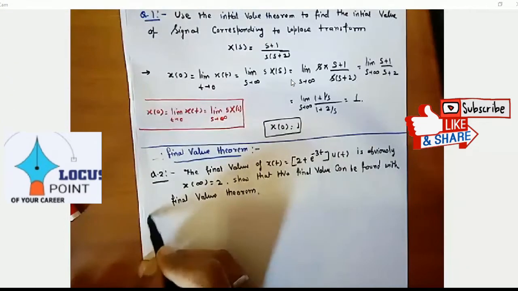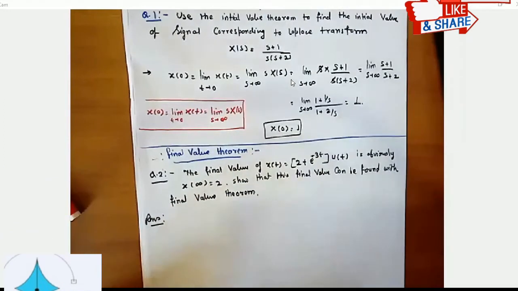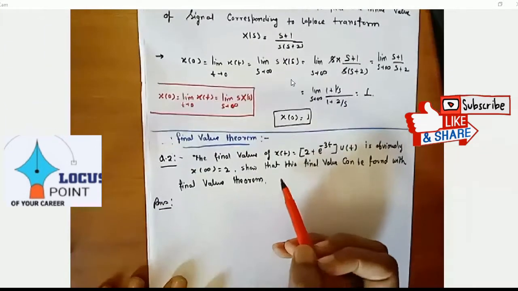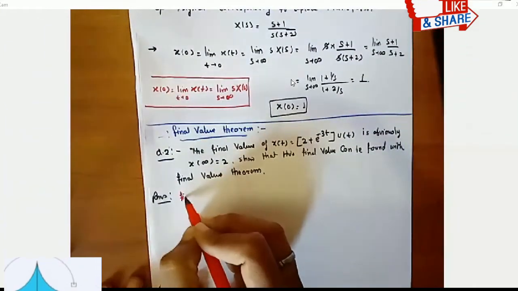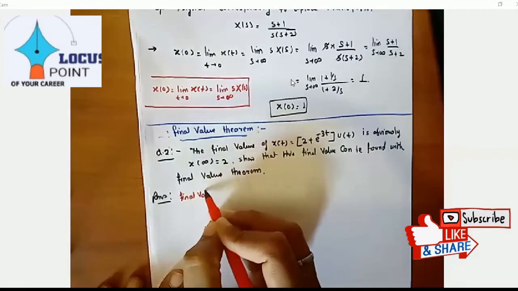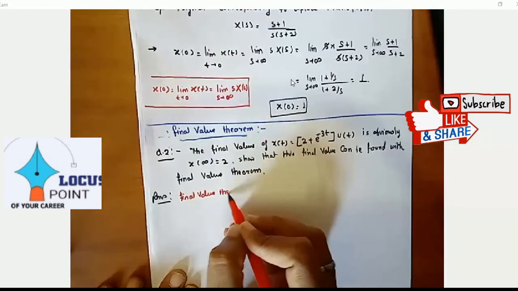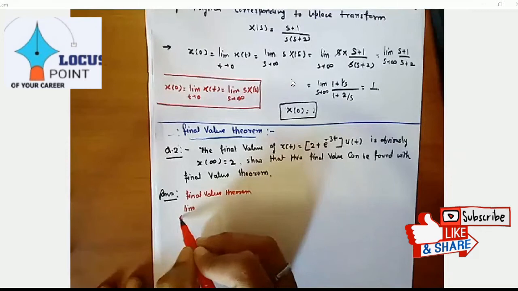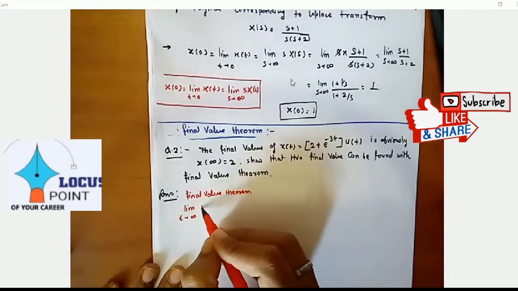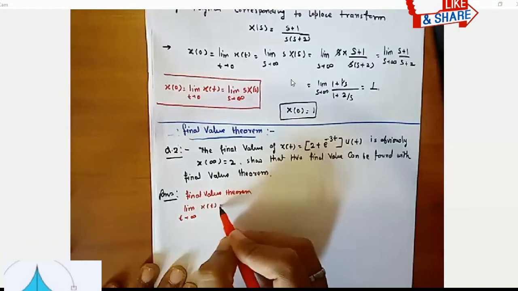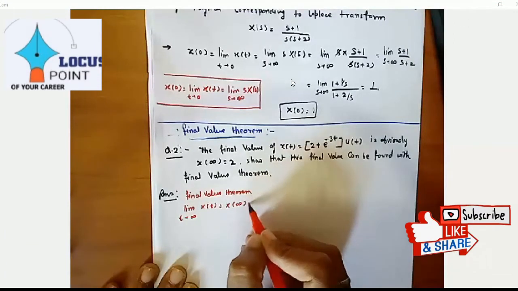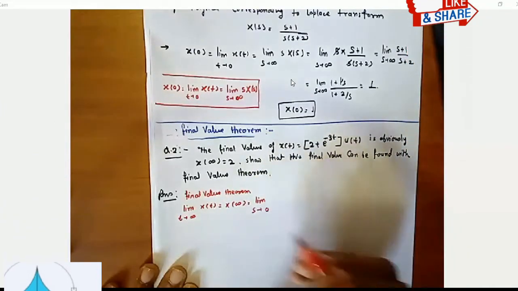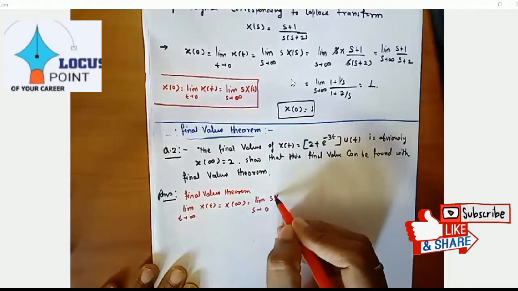Okay, so this is the second question, and now we are going to solve it. Before solving this one, you should know the final value theorem. The final value, limit t tends to infinity of x of t, or you can say x of infinity, equals limit s tends to 0 of s times X of s, because here t tends to infinity, so definitely s tends to 0.